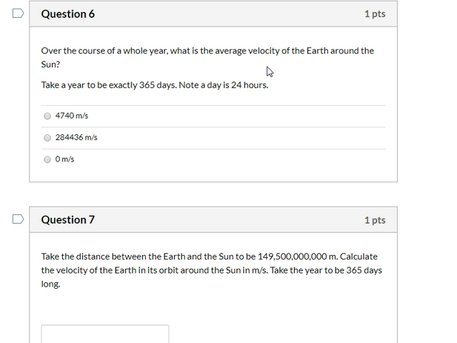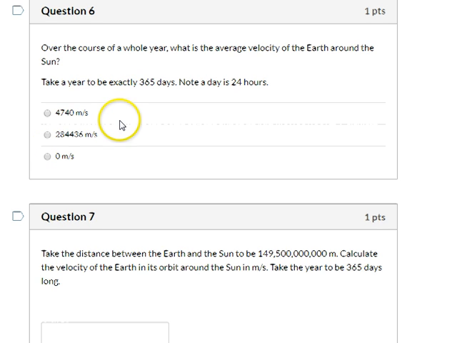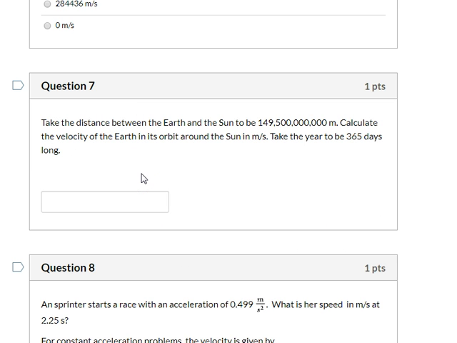Well, in 1 year, the Earth comes back around to where it started. So the difference between the starting position and the ending position is 0. So this is a trick question in that the average velocity of the Earth over the course of a year is 0. The instantaneous velocity, however, is a different matter.